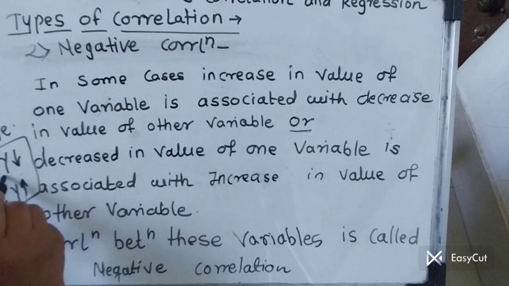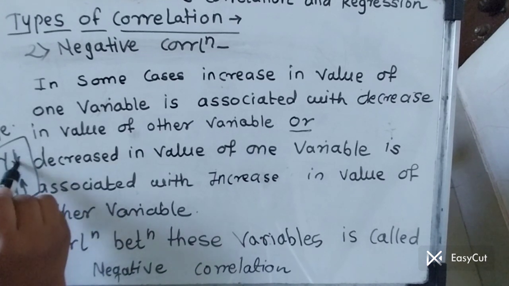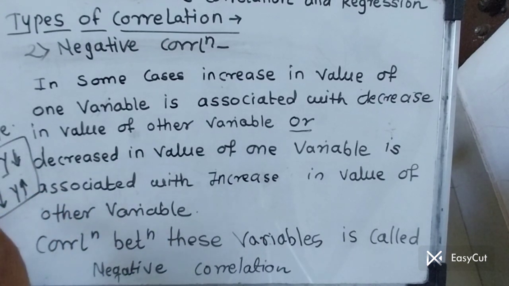Supply and price. If supply increases, price falls down. So they are opposite in direction, so we call it a negative correlation. One variable increases, the other variable decreases. We call it a negative correlation.